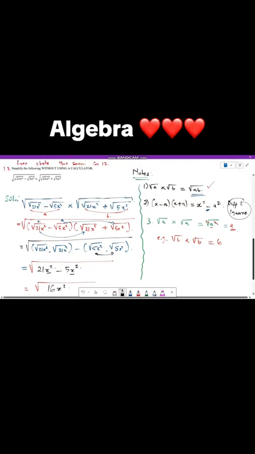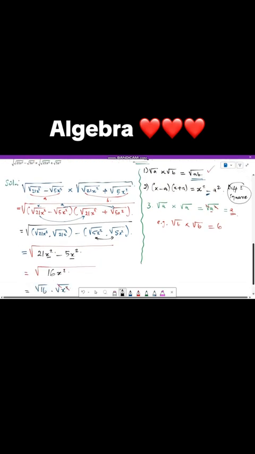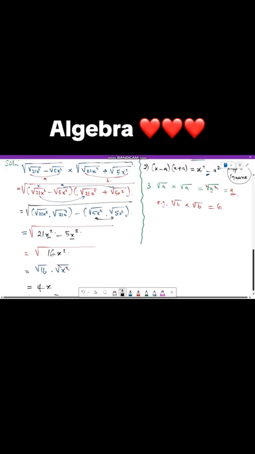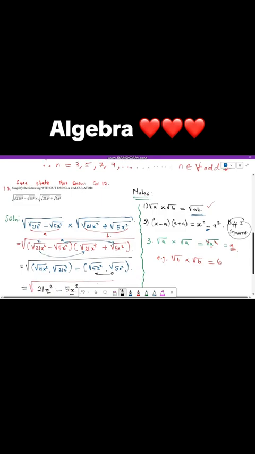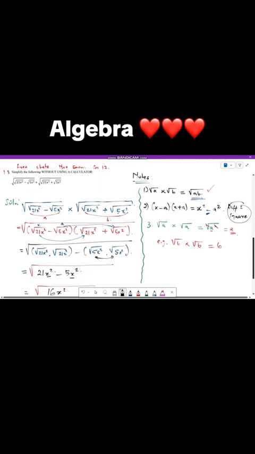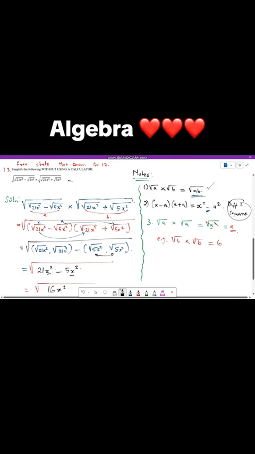So you can see it was not that bad. This is question 1.3 from the Free State November exam. So this is nothing but 4x. I hope that was clear. So we'll tackle the last one. Let me just stop this.